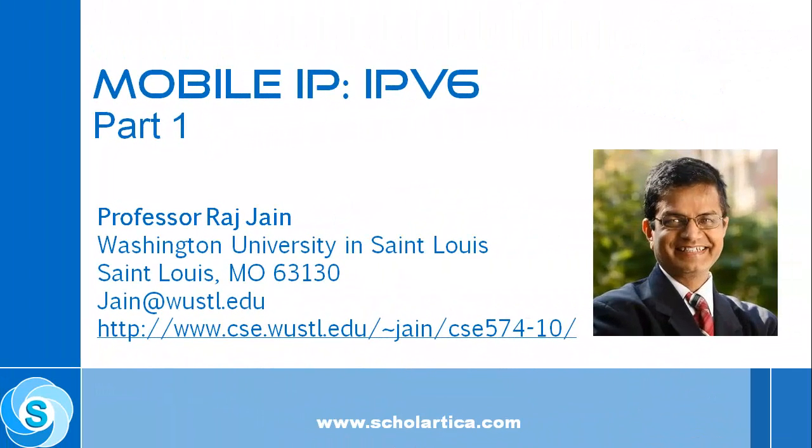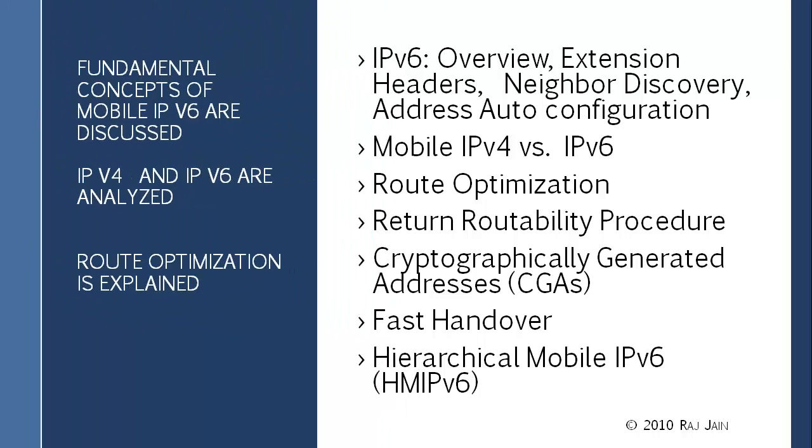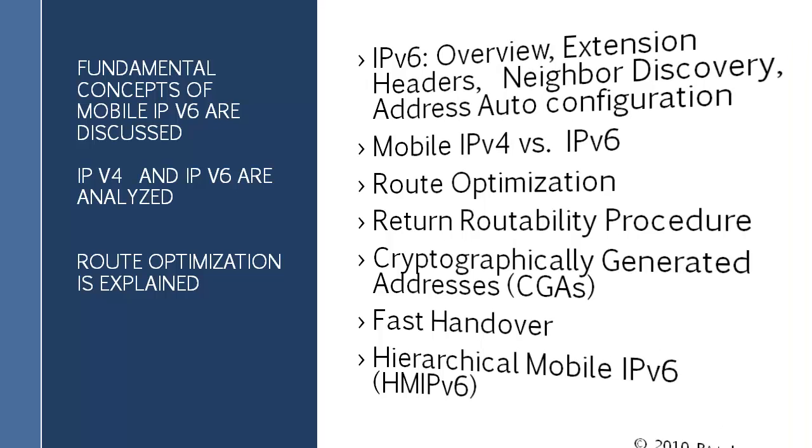Alright, so we are going to continue with mobile IPv6. Last time we did V4. So what is the difference from V6? Before that we will just go into what is V6. In particular we'll talk about the extension headers, neighbor discovery and so on and so forth. Then we go into what is the difference between mobile IPv6 and V4. And then there are 3 or 4 things which are unique to V6.